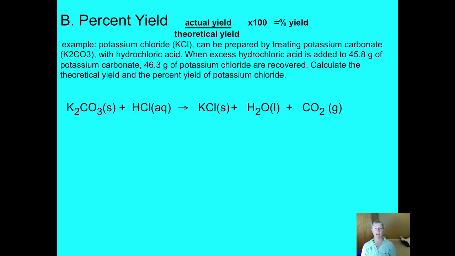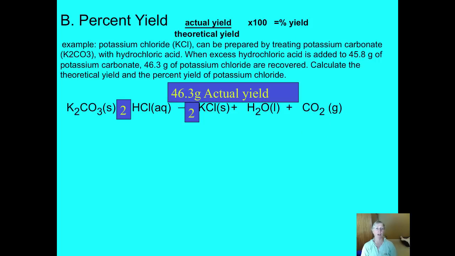Potassium chloride is the product that we're looking at here. You can make potassium chloride when you react potassium carbonate with some hydrochloric acid. So we've been given the actual yield of potassium chloride. This problem is going to be about KCl. But we'll have to start with balancing the equation first. So no easy 1 to 1 ratio anymore. Now we have our actual yield and a balanced equation.